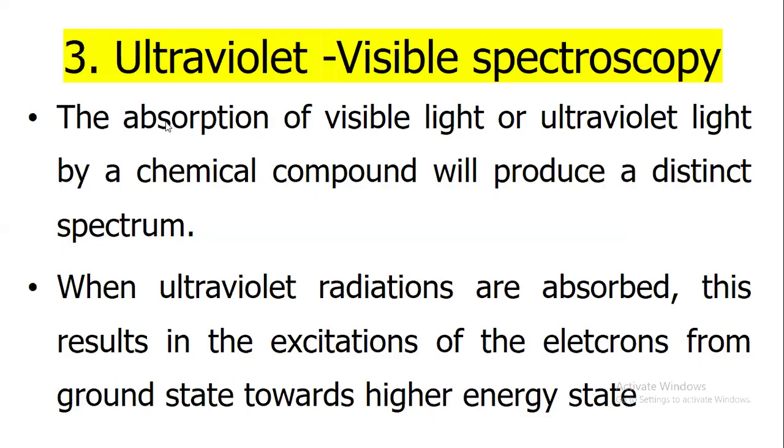The absorption of visible light or ultraviolet light by a chemical compound will produce a distinct spectrum. When ultraviolet radiations are absorbed, this results in the excitation of the electrons from ground state towards higher energy state.